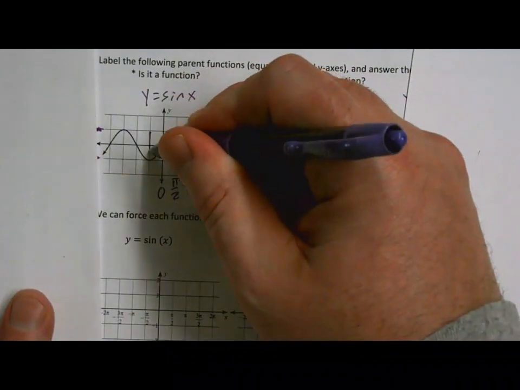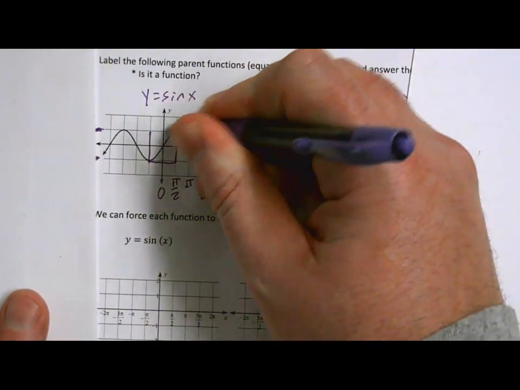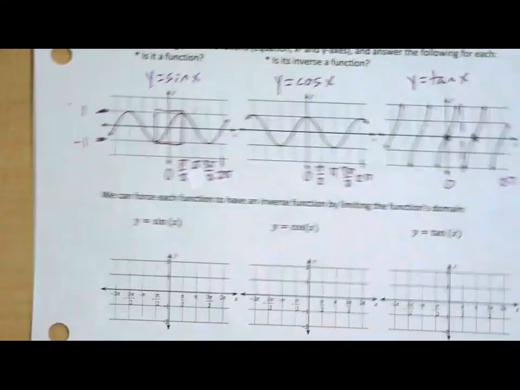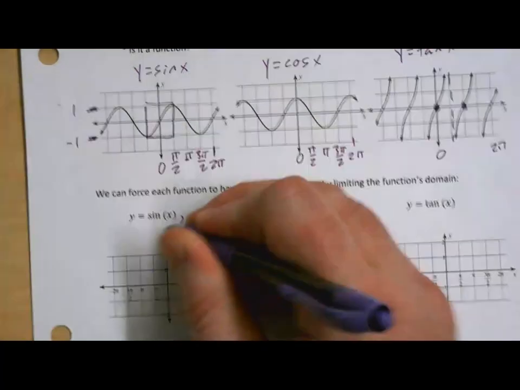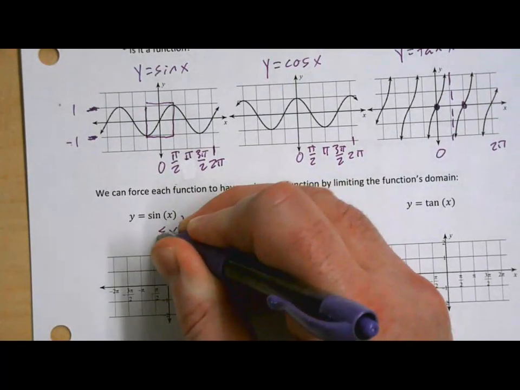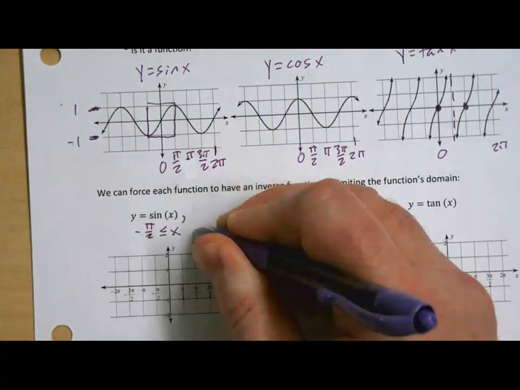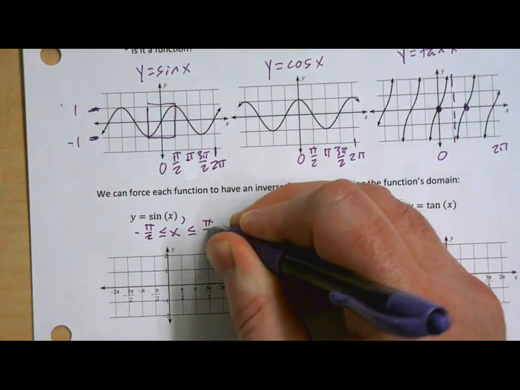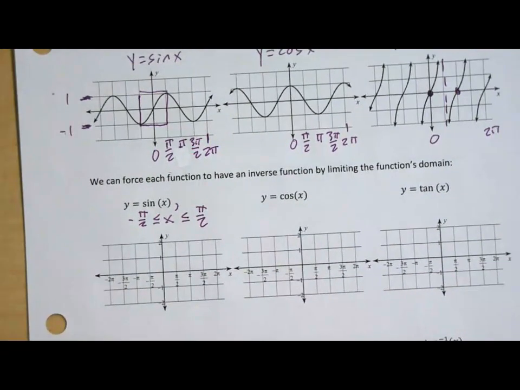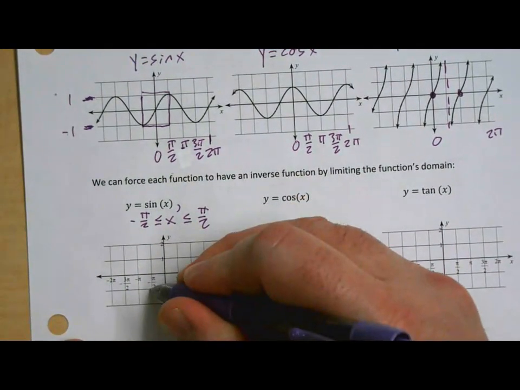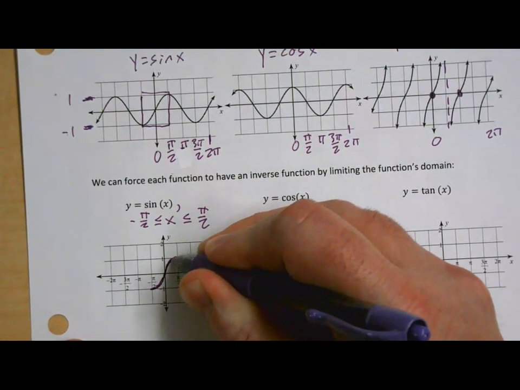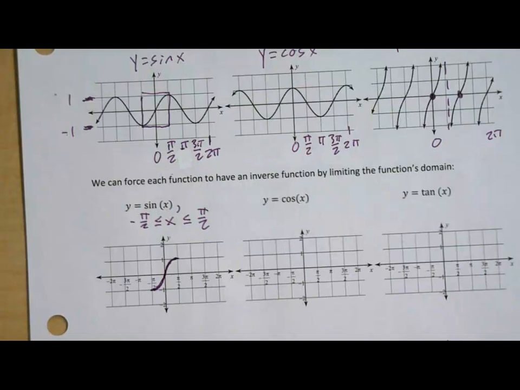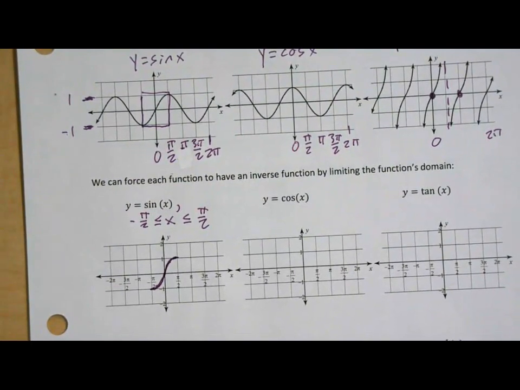We're going to pick just this portion. So in order to have an inverse for sine, we are only going to look at the portion of the sine function where x is between negative pi over 2 and positive pi over 2. So we're not looking at the whole sine function, we're just looking at this one little place. And please, when you draw that little piece of it, make sure that you're sort of flattening it out at the top.